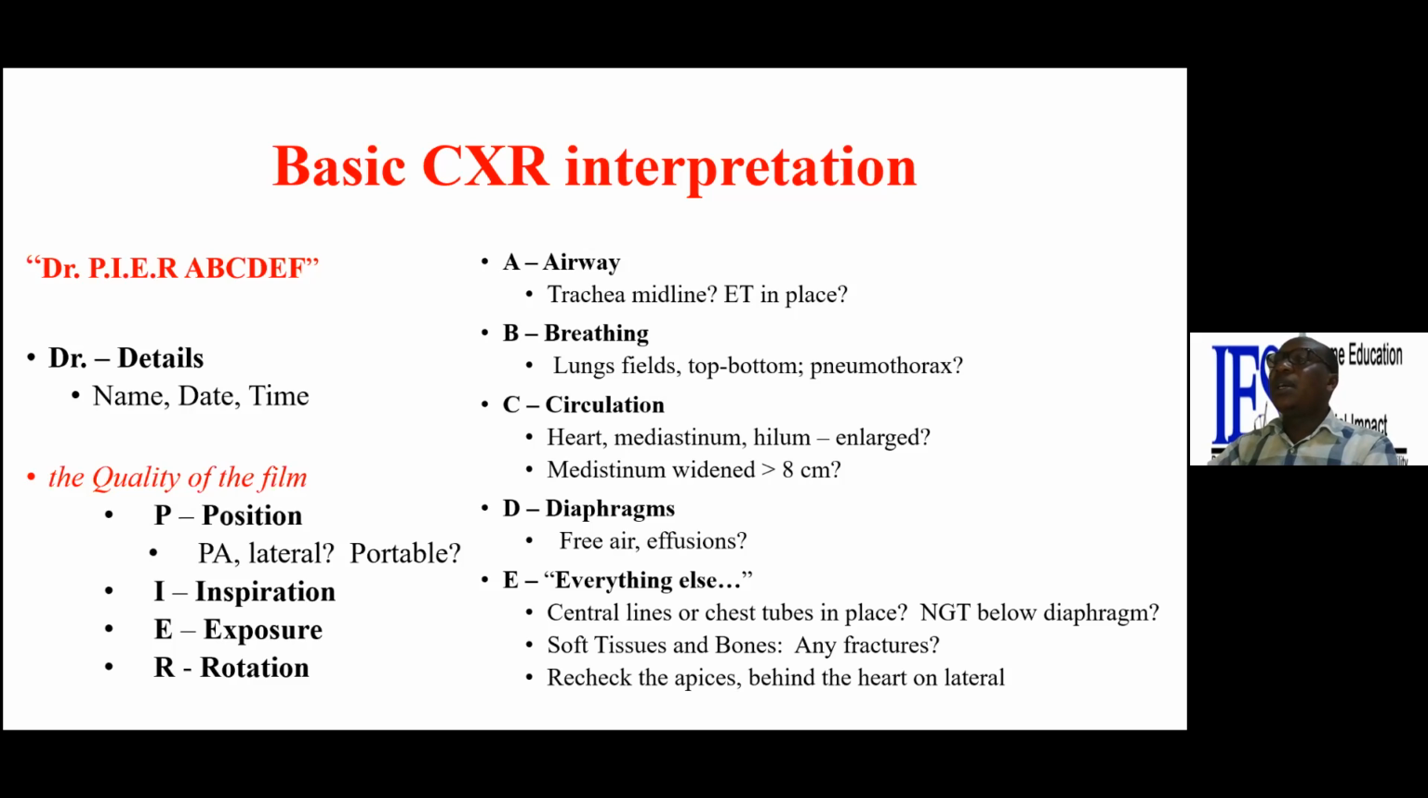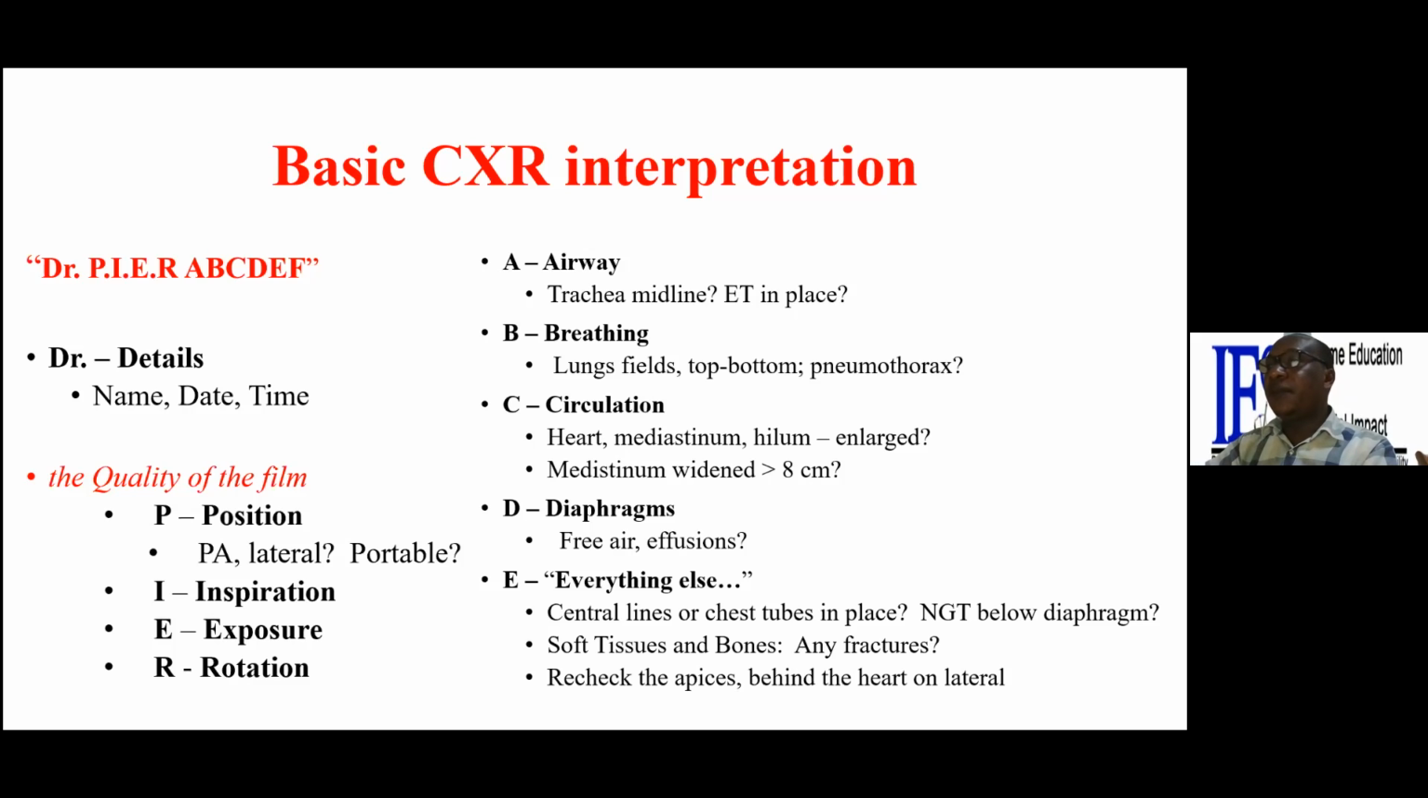You need to see your heart, mediastinum, hilum. Of course, the D stands for the diaphragm. Here, you need to see both angles. The first one is the costophrenic angle, so that you can't miss any effusion or free air. Then the cardiophrenic angle, where you see if there's any pericardial effusion.